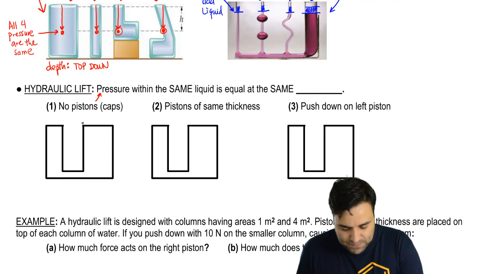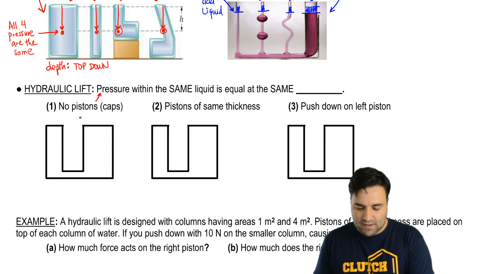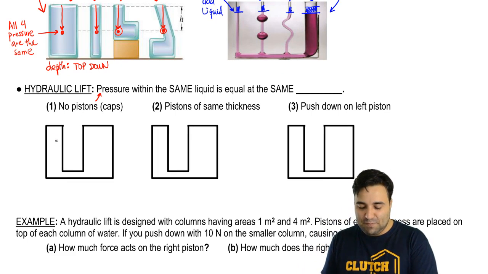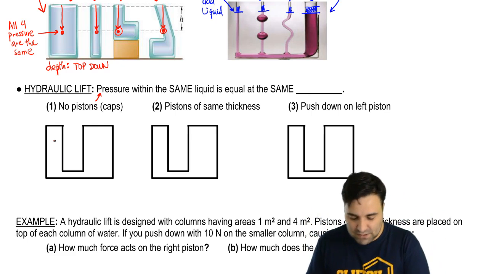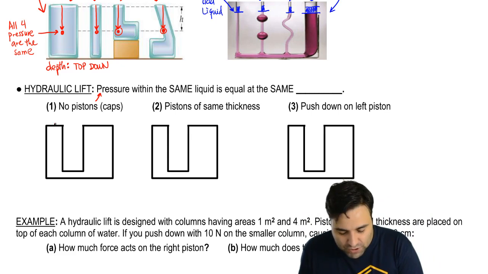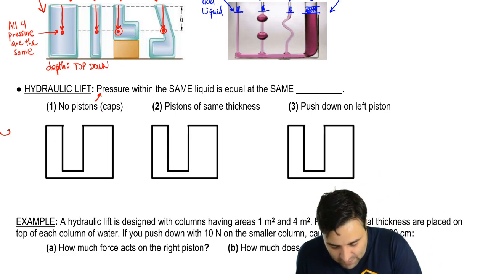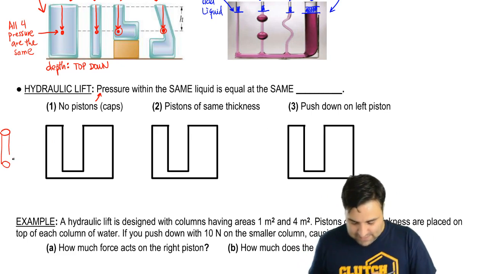So the first thing is a Pascal lift, hydraulic lift is going to be built out of 2 columns of liquid that have different sizes, right? So you can imagine these are usually going to be cylindrical columns, so they kind of look like this, right? It's like a tube, cylindrical tube on that side.